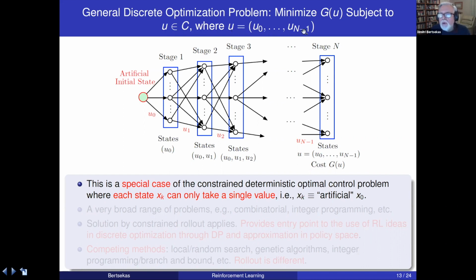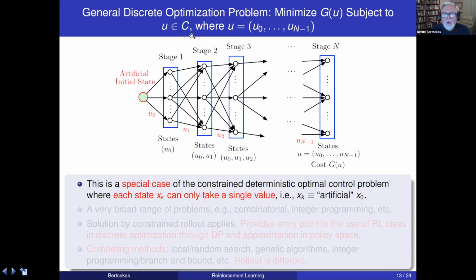U has multiple components that we arrange from 0 to n minus 1 in the way of stages. So the problem structure is laid out like so. We have seen this graph before. There's an artificial initial state. We choose the first control, and the states of the first stage are these. Stage 2, there are these pairs. Stage 3, triplets, and so on. The last stage marks the completion of a solution. These are all partial solutions. This is a complete solution, and it has a cost g(u), okay? This cost enters here.